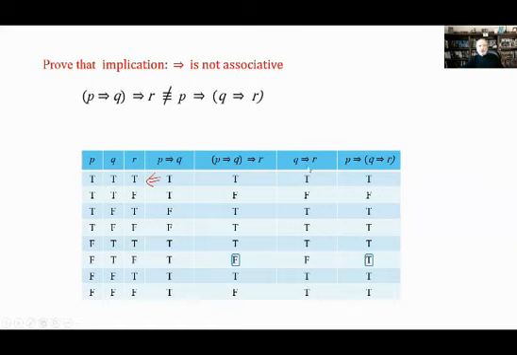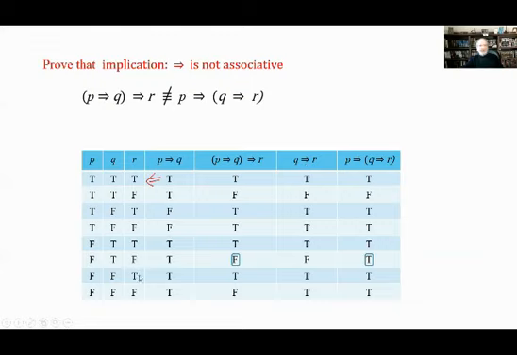Then you do Q implies R. Again, true implies true, yes. True implies false, no. False implies true, yes. False implies false, yes. True implies true, yes. True implies false, no. False implies true, yes. False implies false, yes. And then you take now P implies R.